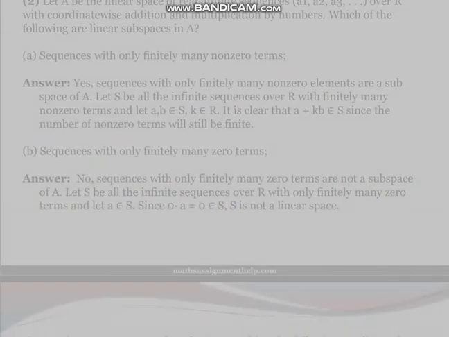2. Let A be the linear space of real infinite sequences a1, a2, a3, and so on, over R with coordinate-wise addition and multiplication by numbers. Which of the following are linear subspaces in A? A. Sequences with only finitely many non-zero terms.